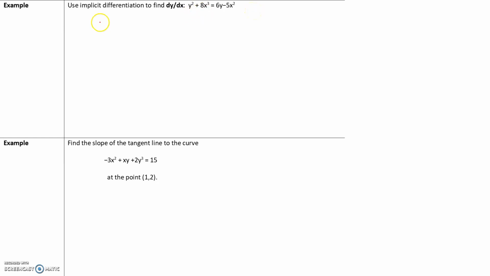So what I'm going to do is take y squared, move the 6y to the left, which gives me a negative 6y, and then I take the 8x cubed to the right. This gives me negative 8x to the third minus 5x squared. And then once I have all the y's on one side, all the x's on the other side, now I can take the derivative with respect to x of each term.